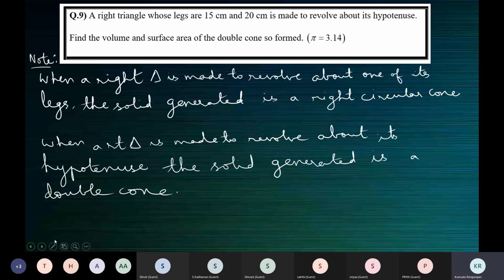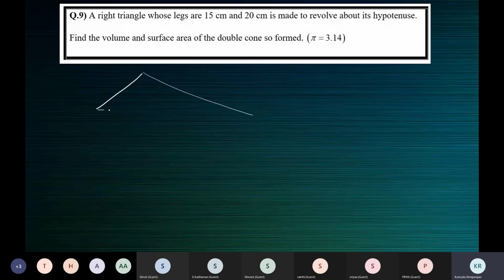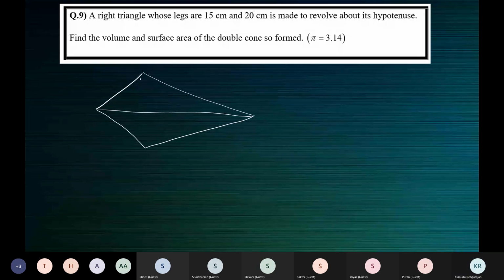When a right triangle is made to revolve about its hypotenuse, the solid generated is a double cone. I'll share a video with you where you can see and understand clearly. This is the right triangle. Let's call the right triangle ABC.